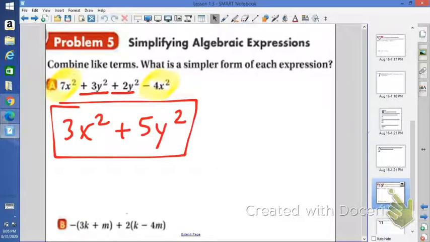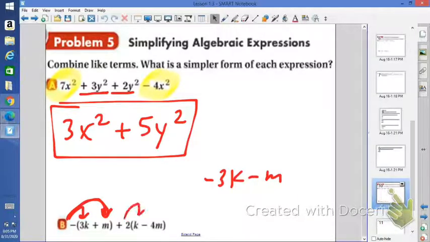For part B, let's do the same thing. We're going to have to distribute the negative first. So this is the distributive property, so we have to distribute the negative to the first and the second terms. So this is really a negative 1. That negative really is saying negative 1 times 3k. So negative 1 times 3k is negative 3k. A negative 1 times m is a negative m.